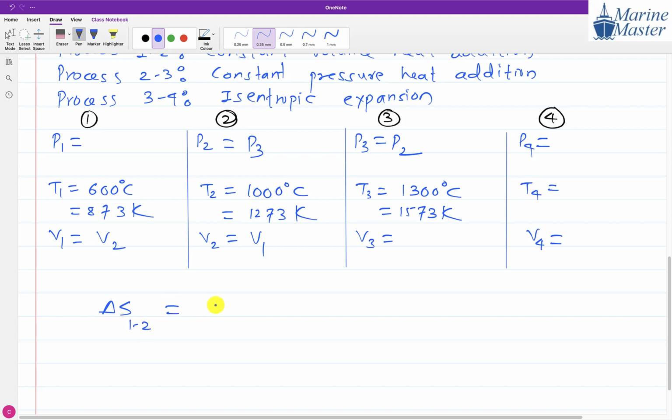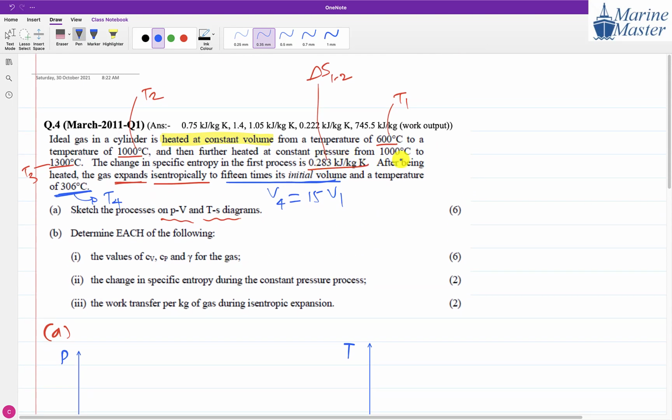Delta 1 to 2 is 1 to 2. 0.283 kilojoules per kg Kelvin. So 0.283 kilojoule per kg.